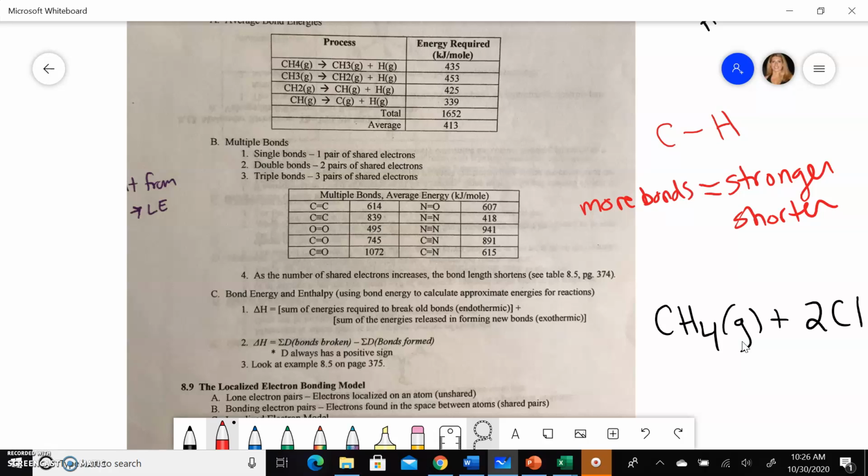So sometimes they'll give you different molecules and ask you which one has the shortest distance. And if you draw the dot diagram, maybe you'll see that one has a triple bond versus another has a double bond. So the more bonds you have, the shorter it gets and the stronger it's going to be.